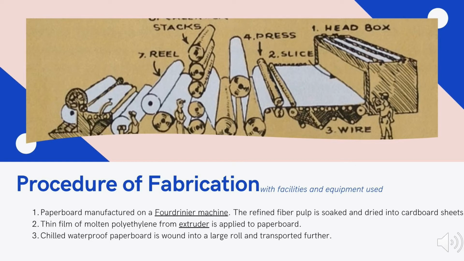The procedure starts at the Fourdrinier machine, where the refined fiber pulp is soaked in water and dried into a carton sheet. Then, a thin film of molten polyethylene coming from the extruder is applied to the freshly produced paperboard. After that, the chilled sheets of waterproof paperboard are wound into large rolls and transported further.